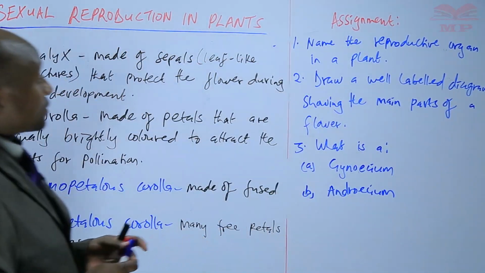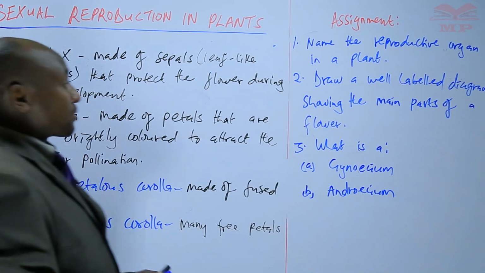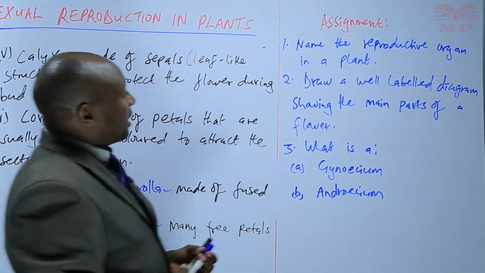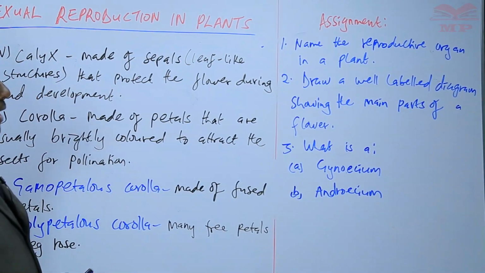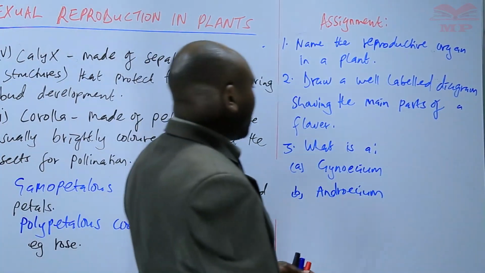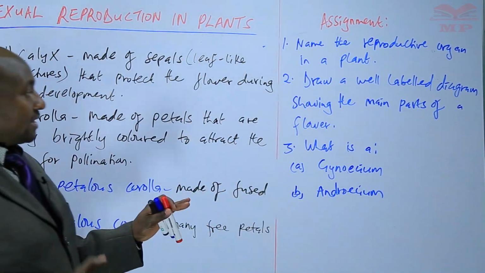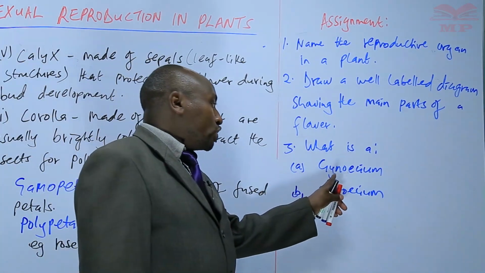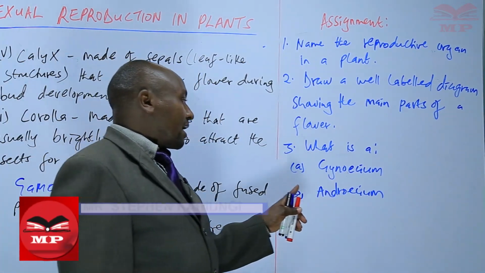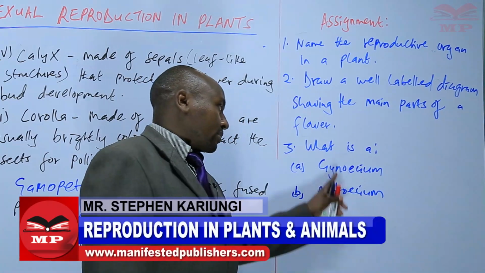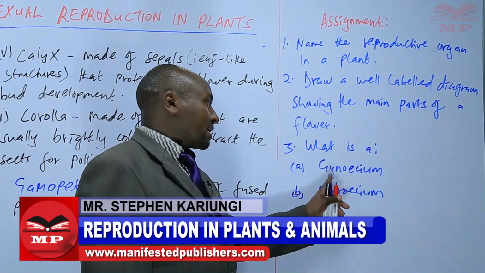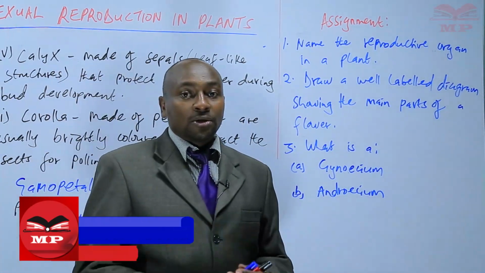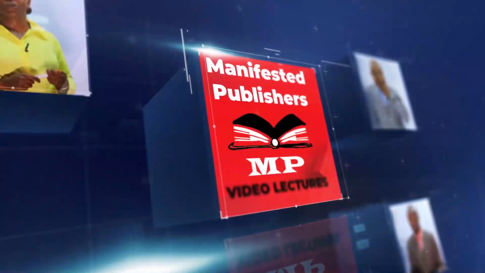So we have 3 questions there. The first question, name the reproductive organ in a plant. Number 2, draw a well-labeled diagram showing the main parts of a flower. And then what is a gynoecium and what is an androecium? Explain the meaning of these 2 terms, gynoecium and androecium. So we'll stop there for today. We meet next time.